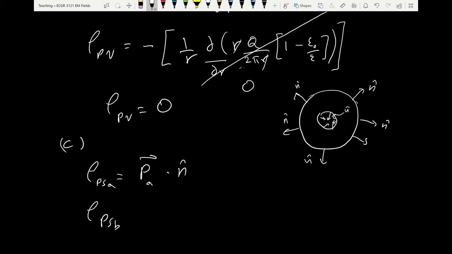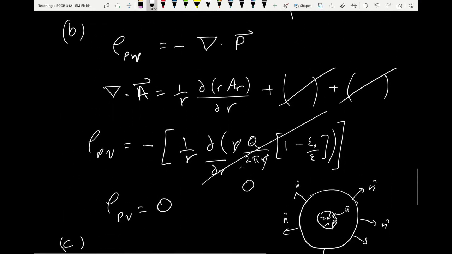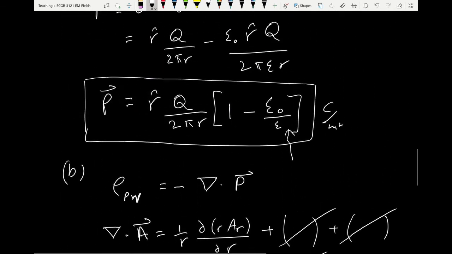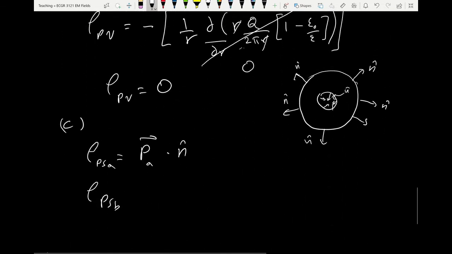So all we need to do is know P at those boundaries. What is the equation for P? P looks like this. It's pointing outwards. P is always pointing outwards in the material like that. So that means P is going to be 180 degrees with respect to n at the inner boundary. That's why we're going to get a negative sign.